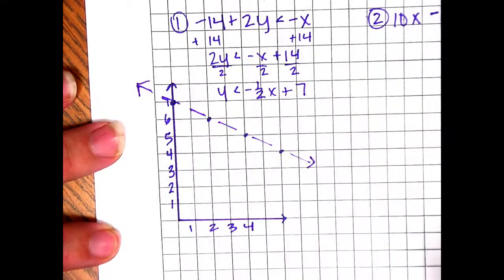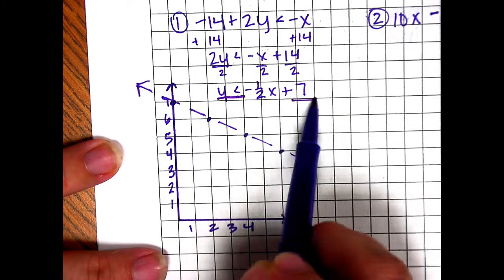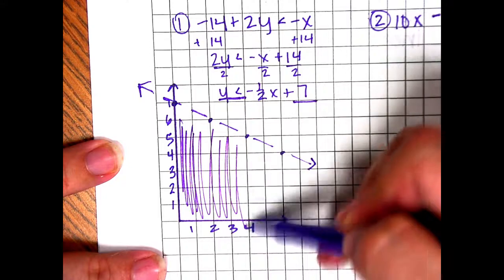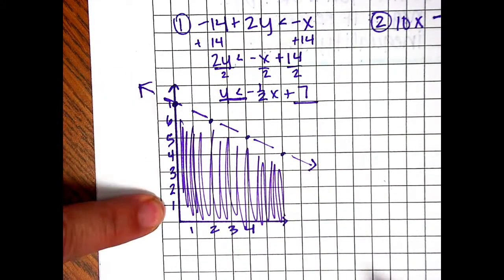Draw a dashed line. Y is less than 7, so I need to shade below my line, where the values of y are less than 7.